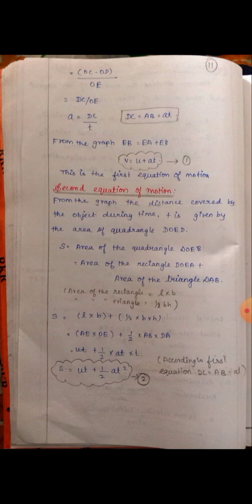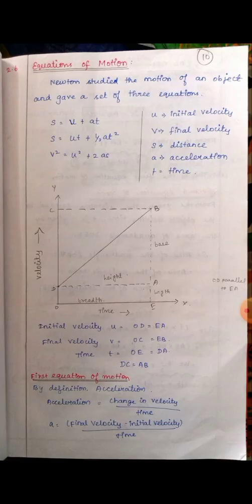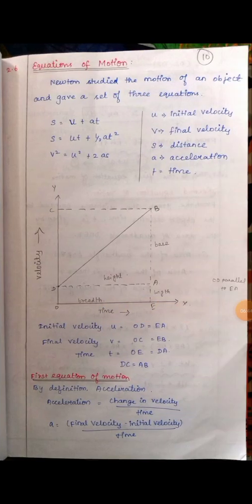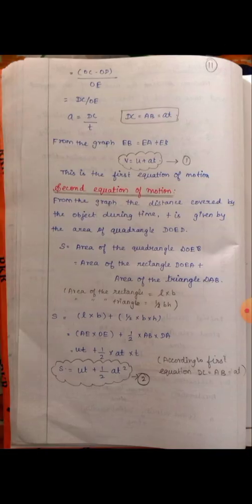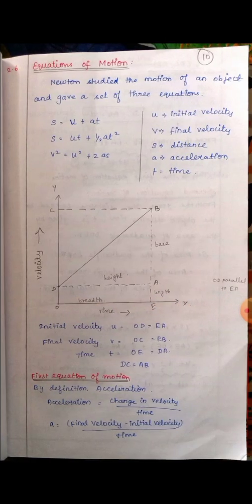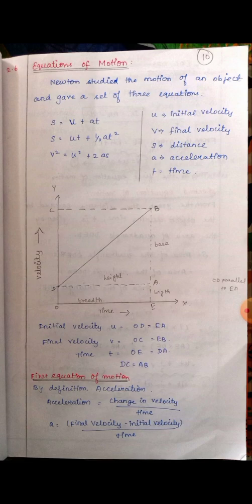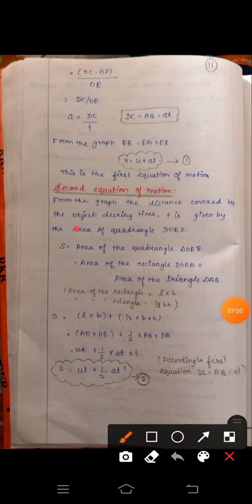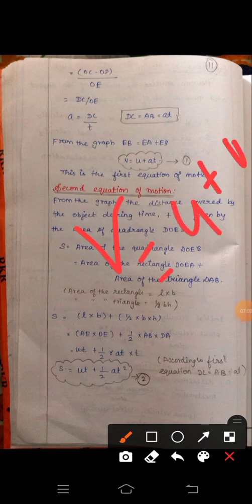V is AT. So from the graph, EB is equal to EA plus AB. What is EB? EB is the final velocity, EB is equal to V. What is EA? EA is the initial velocity. So from this we are getting V is equal to U plus AT.